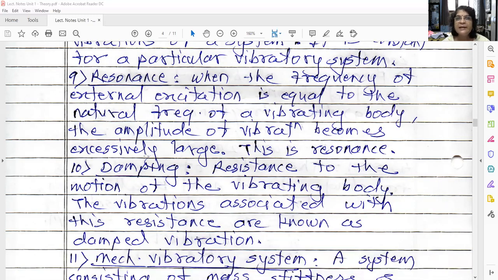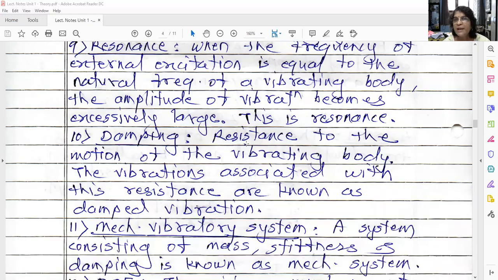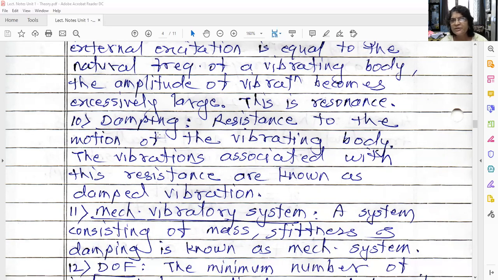Now next is damping. What is damping? It is nothing but the resistance offered to the vibrating body. If damping is present in the system, or we are externally providing the damping, that is known as a damped vibration. If no damping is present, that is known as an undamped vibration. So this is the damping. It is like dry friction, basically friction only, but it is resistance offered to the vibrating body.